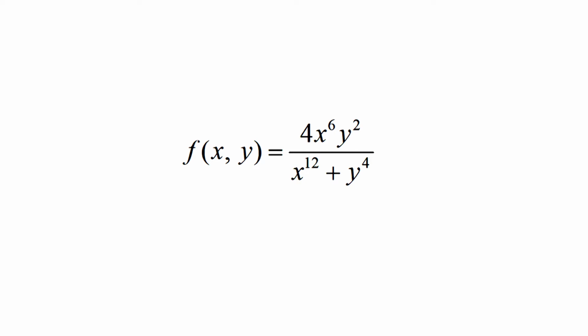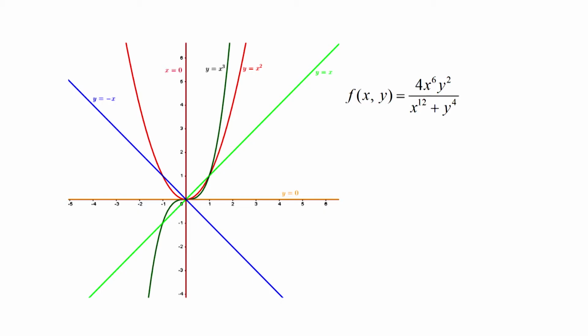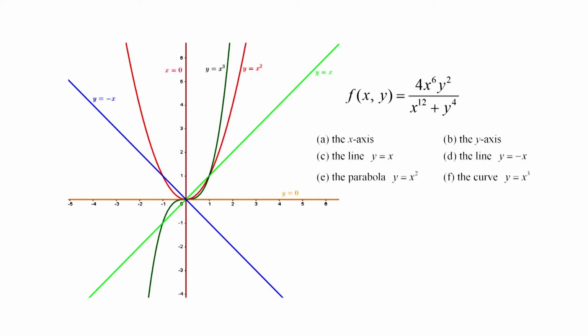As an example, we consider the function f of x y equal to 4 x raised to 6 y square all divided by x raised to 12 plus y raised to 4, and find the limit of f of x y as (x, y) approaches (0, 0) along the curves: the x axis, the y axis, the line y equal to x, the line y equal to negative x, the parabola y equal to x square, and the curve y equal to x cube. Let us find the limits one by one.